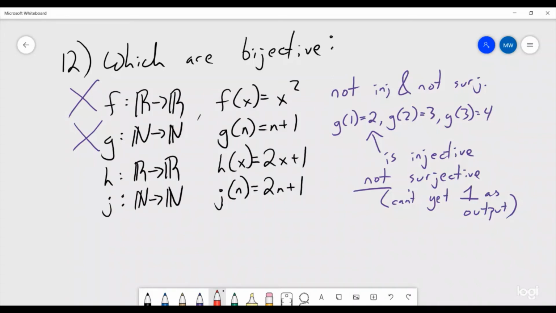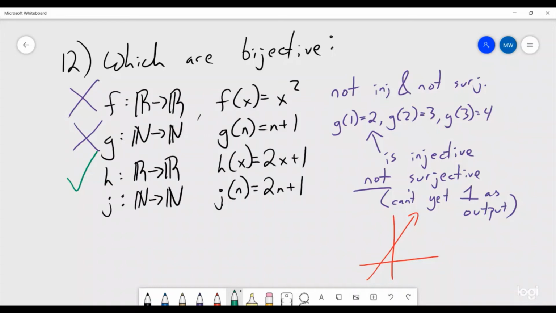If we look at H, well, any input is just a real number, and we are getting out 2x plus 1. So if we were to look at a graph of H, it's just going to be this line. So this one is actually a bijection. So H is going to be bijective. You could go through and prove it if you wanted.